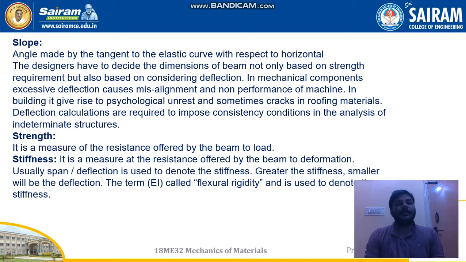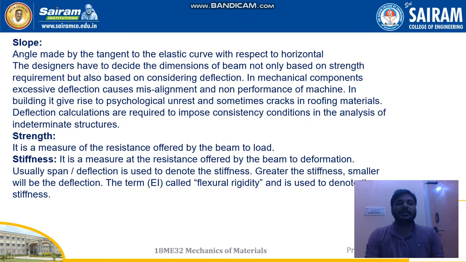Similarly, for a UVL, the shear force will be parabolic and the bending moment will become cubic. Like this, the slope will vary according to the type of load acting on the beam, and based on that we can identify the slope. The slope is nothing but the angle made by the tangent to the elastic curve with respect to the horizontal.